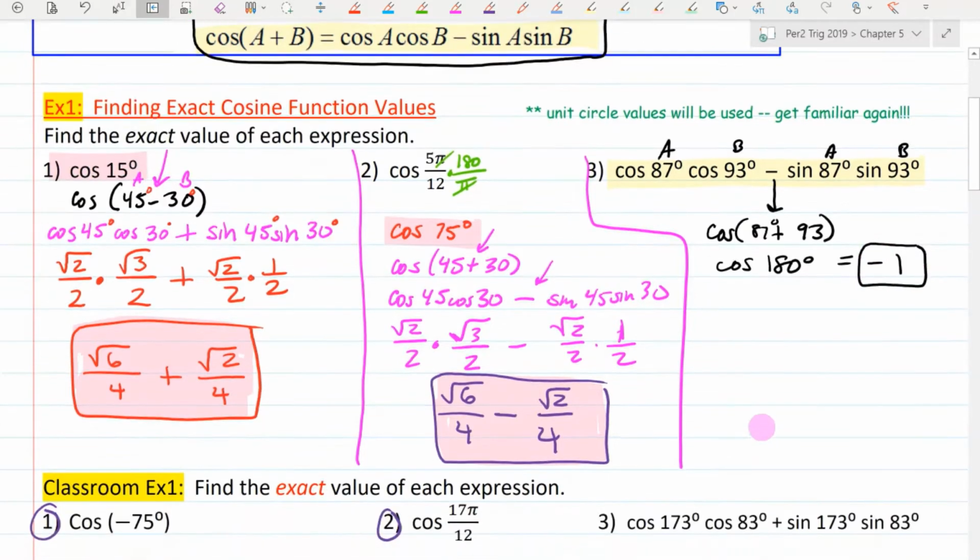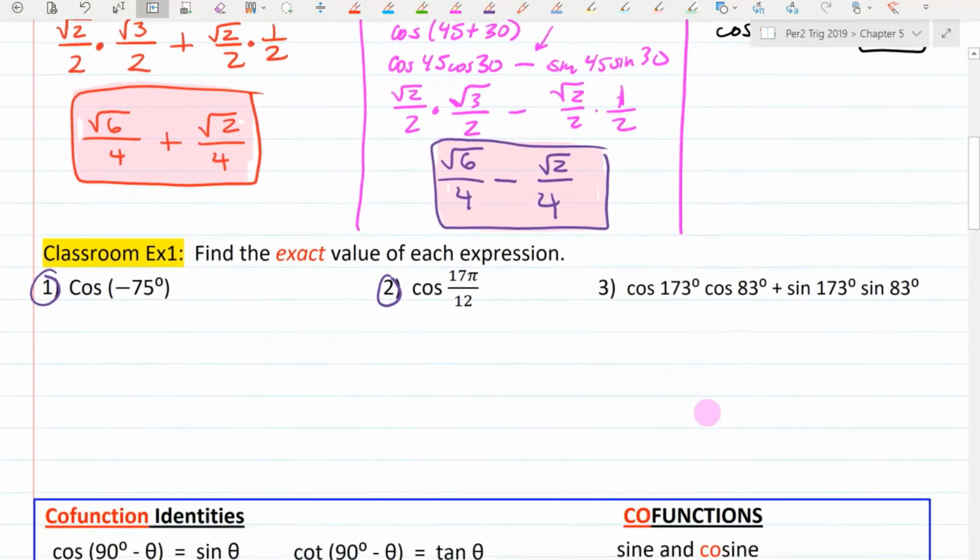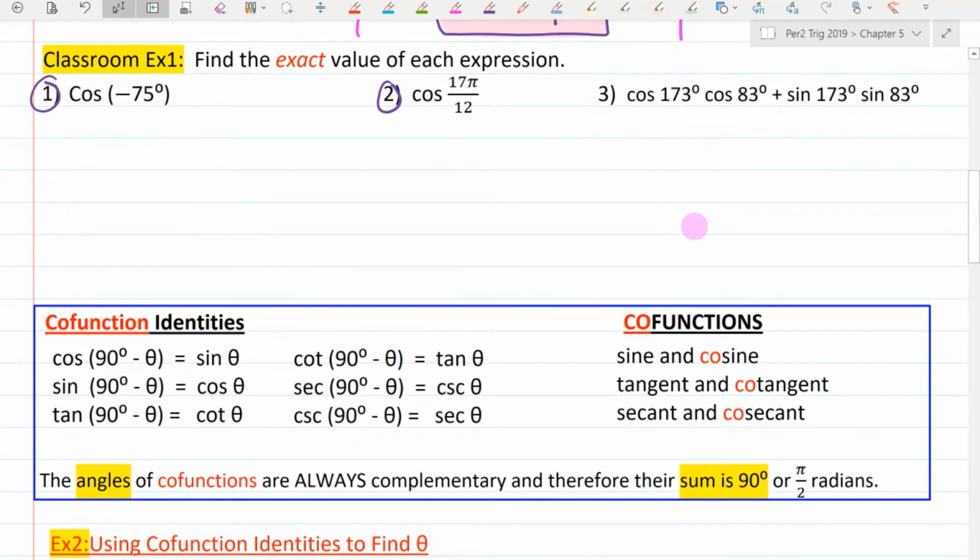Okay, so now it's your turn to try these problems. They're very similar. You already have the formulas in front of you. Please go ahead and try them. Pause the video and then come play it once you're done doing all three of those.